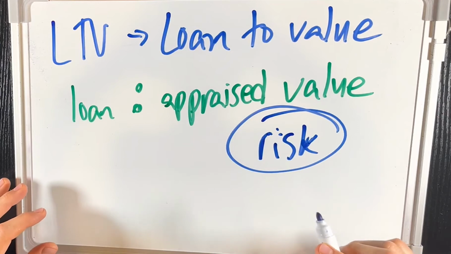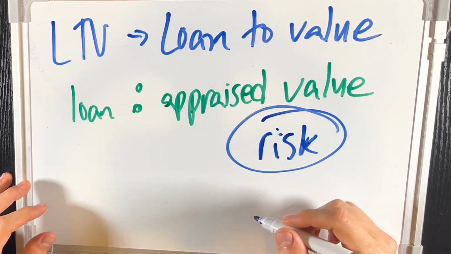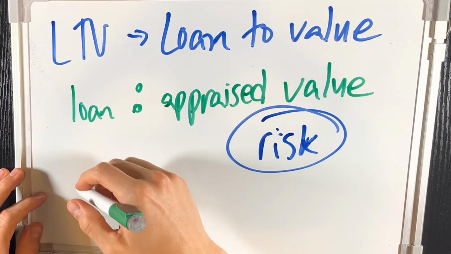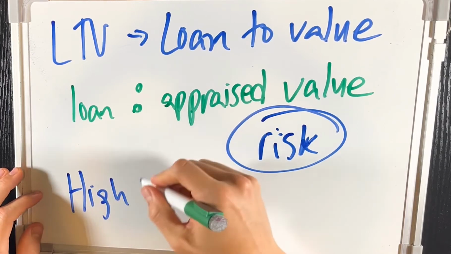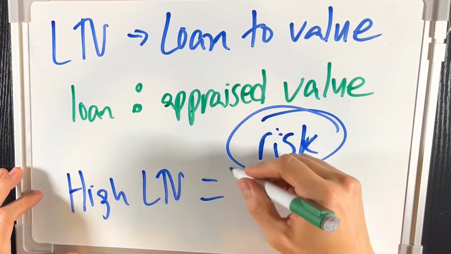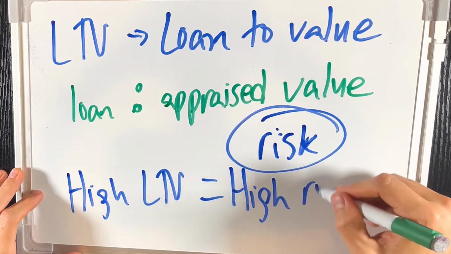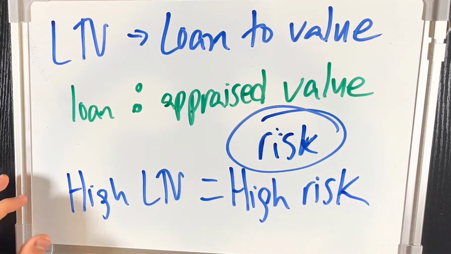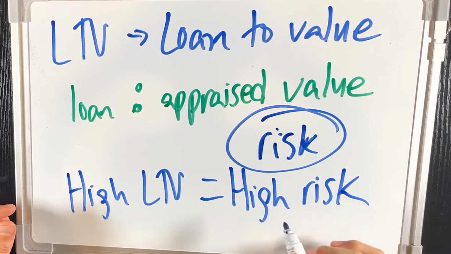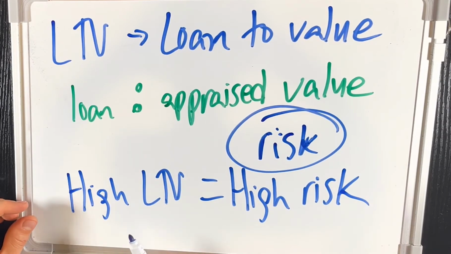So as the LTV increases, the risk for the lender increases as well. If you have a high LTV, that means high risk for the lender, because there's a potential for loss if the borrower does not pay back the loan. So a high loan to value ratio means higher risk for the lender. And this is important when you are speaking to a lender, because a lot of times they can throw out these acronyms and it's very important to understand what they're talking about, right?